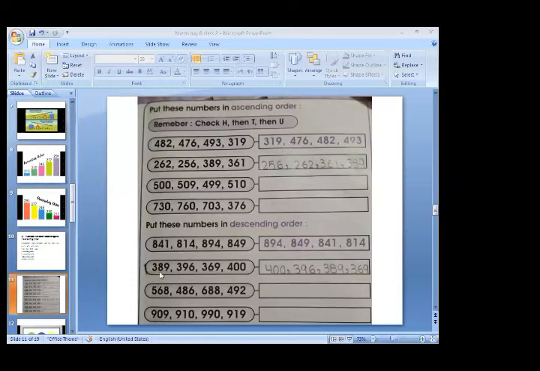So which one is bigger? 3 and there is also 3. So both hundreds are the same. So what will we do? We will check the tens place. So in the first value, 8 is at the tens place and 6 is at the tens place. So which value is bigger? 389. So after 396, we will write 389, comma.